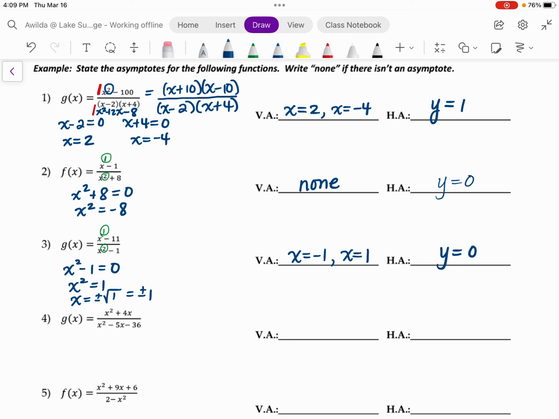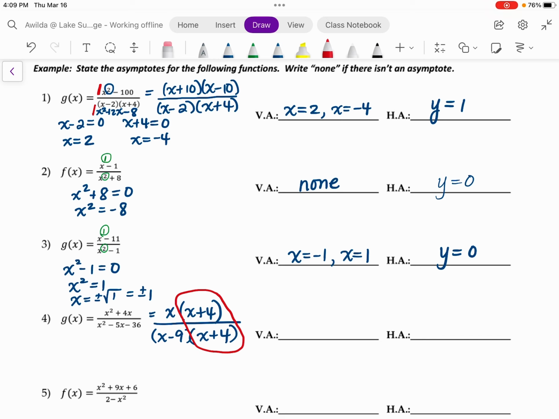In example 4, we have g of x is equal to x squared plus 4x divided by the quantity x squared minus 5x minus 36. Let's go ahead and factor to make sure that we address any possible matching factors. In the numerator, we have x times x plus 4. In the denominator, this will factor as x minus 9 times x plus 4. And we do see that there is a matching factor of x plus 4.